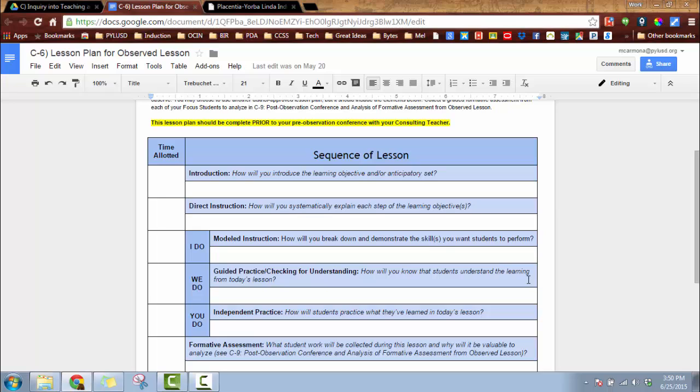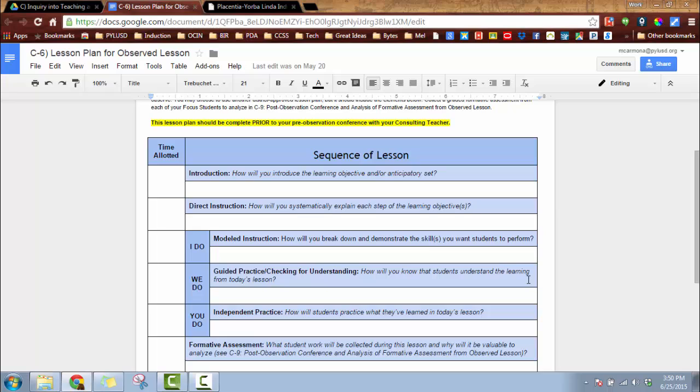You go through the introduction. You need to introduce the learning objective. And you need to explain to students why they're learning what they're learning and what they're going to be learning. And then we go through a direct instruction model. How are you going to systematically explain each step of that learning objective?